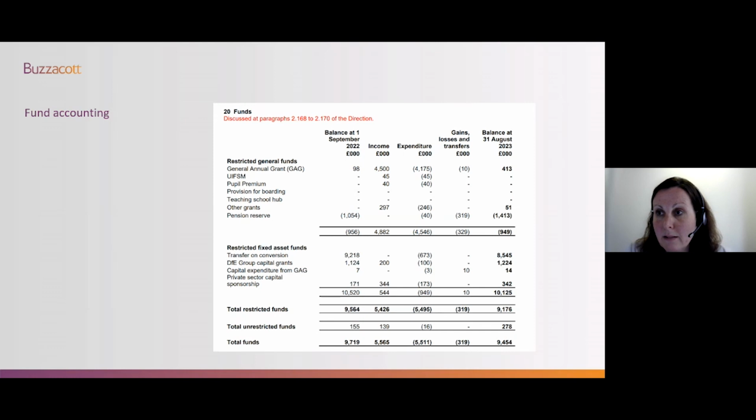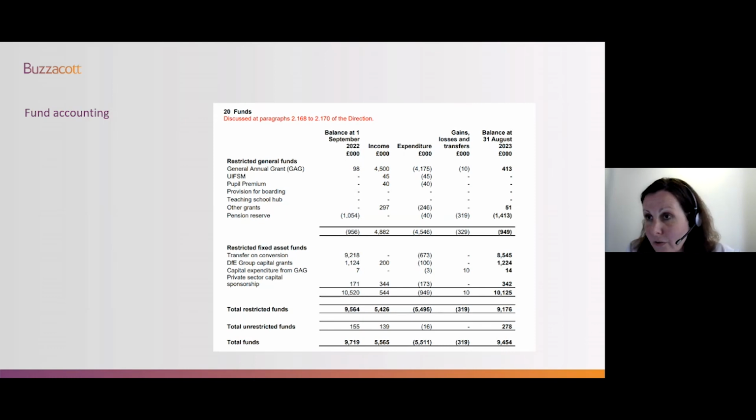That should be the same balance as the liability for the pension on the balance sheet as well. So really the key here is looking at the individual income streams. You have your brought forward unspent balances from last year as the opening balances. You have your income that's come in against each of the defined funding streams. And then you look at the allocation of expenditure to each of those.